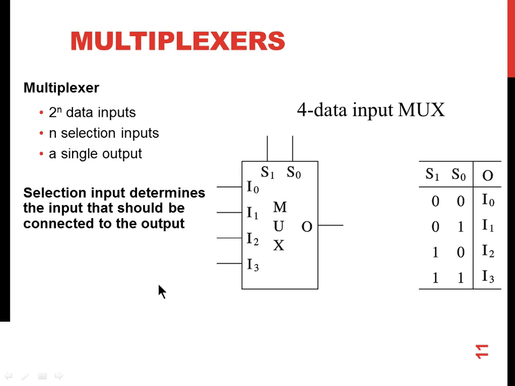There are various examples of combinational circuits. First is the multiplexer. Now, this is a 4-input multiplexer. A multiplexer is a combinational circuit where you have 2 raised to n data inputs.